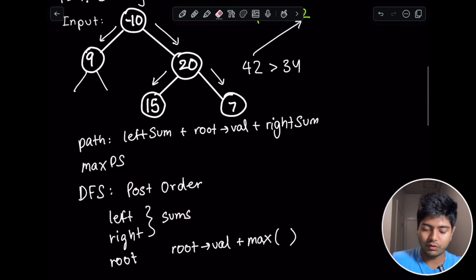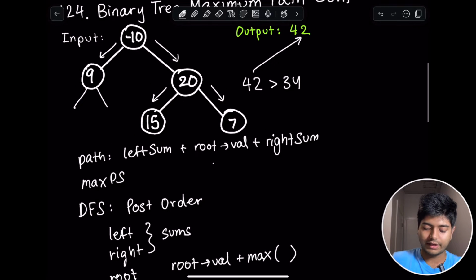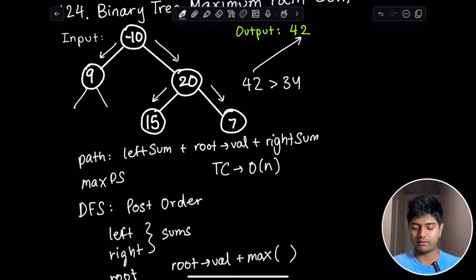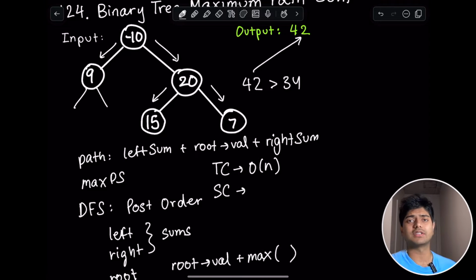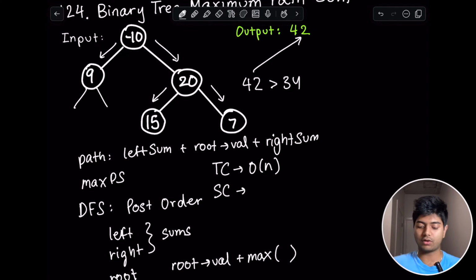Now, you might be asking, what is the time complexity? Well, like I said, we're going to go through all the nodes. So as you can tell, it's going to be O of n, right? Space complexity is also going to be O of n, essentially because of the recursive stack space, we're going to make at least n recursive calls because we're going through all the nodes. So this is going to be the time complexity.